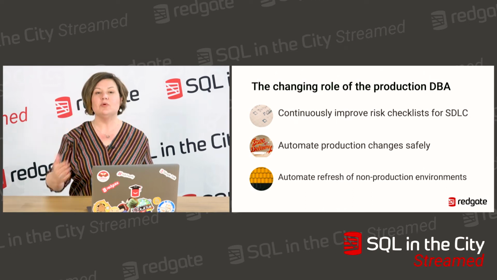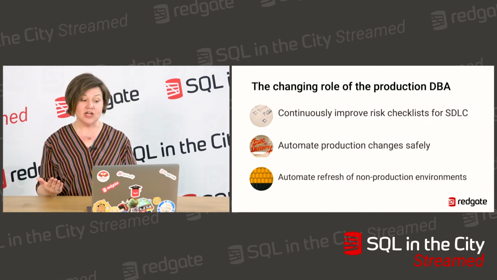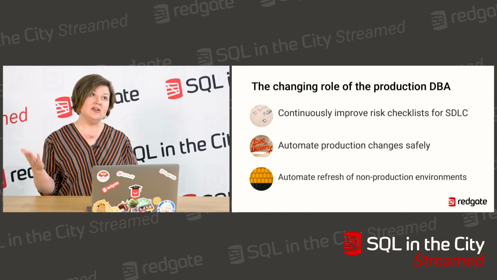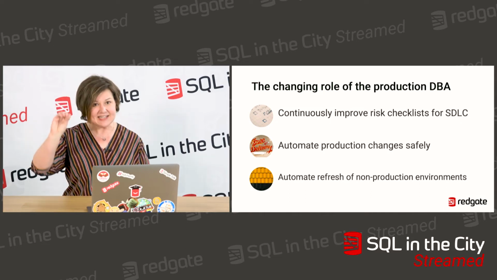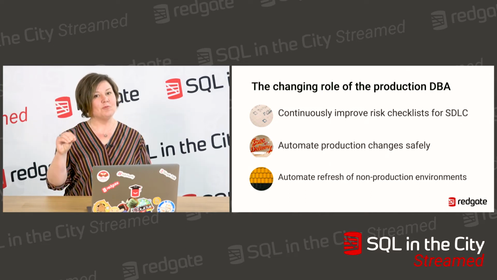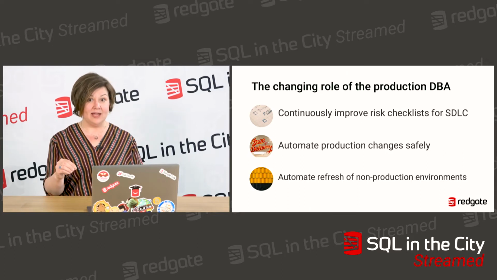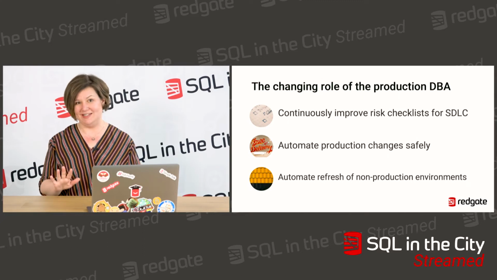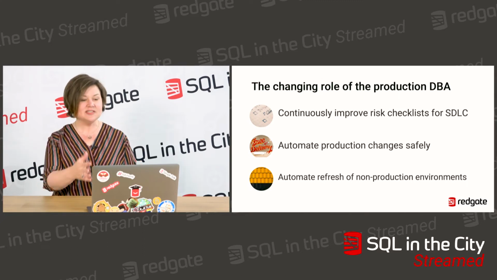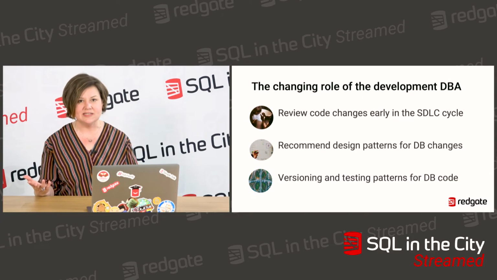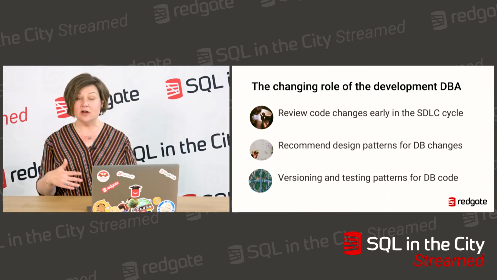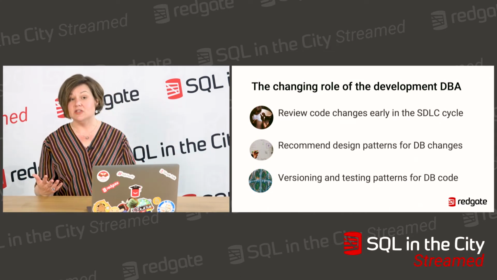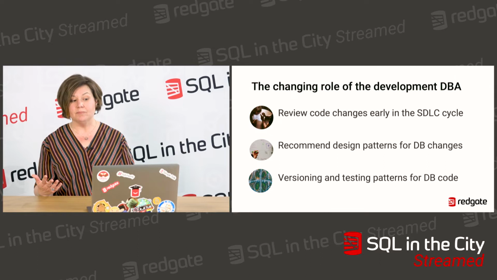How can we make sure this happens earlier in the process? How can we come up with the best ways to automate our changes and to make sure that non-production environments get in a safe, reliable, and automated way the data they need from production without dangerous data in those data sets, right? So this doesn't mean the production DBA is becoming a C developer. It does mean they're starting to participate in the software development lifecycle more.